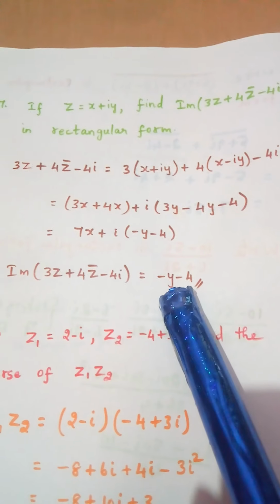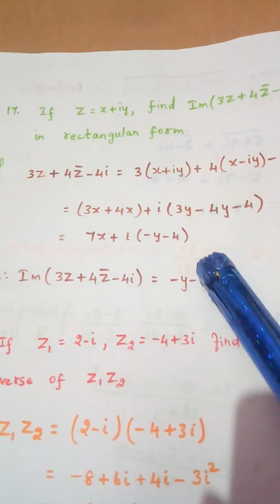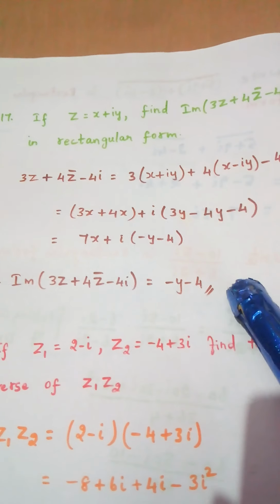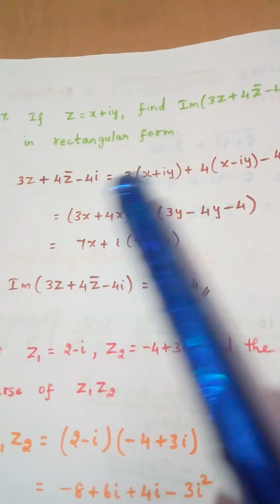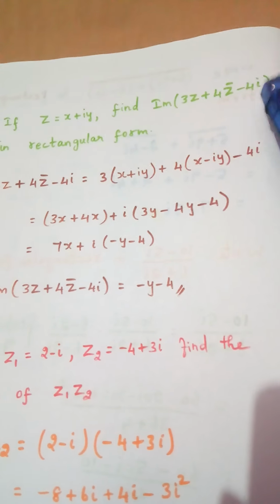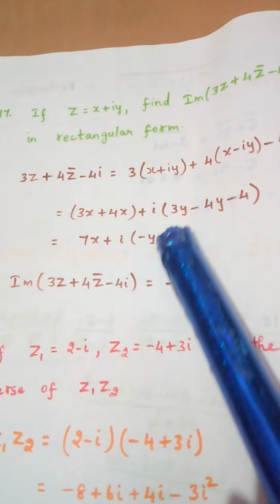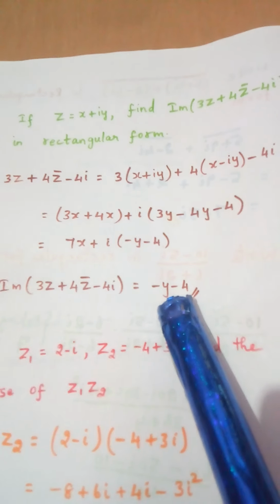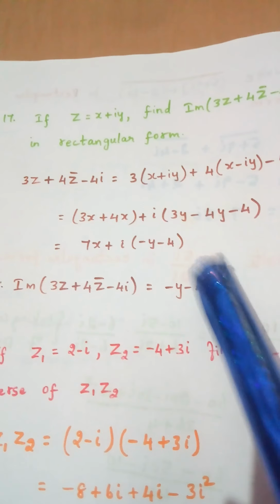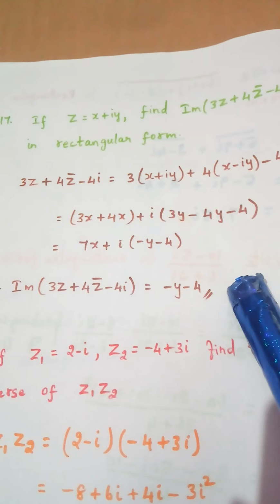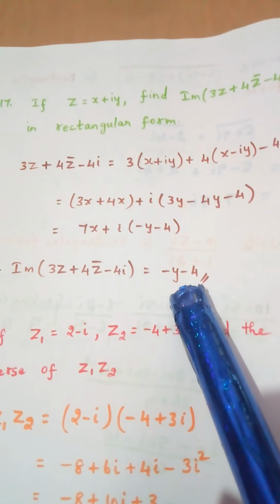And they have asked us to write in standard form. I can call this standard form because there is no i here. So even I can say plus i0, or I can stop here. Actually the answer for 3z plus 4z bar minus 4i is this. But they are asking only the imaginary part, so take the imaginary part value and write that alone. This is only the real part, so I can write plus i0, or I can stop here itself and say this is the answer. I think children, you would have understood this.